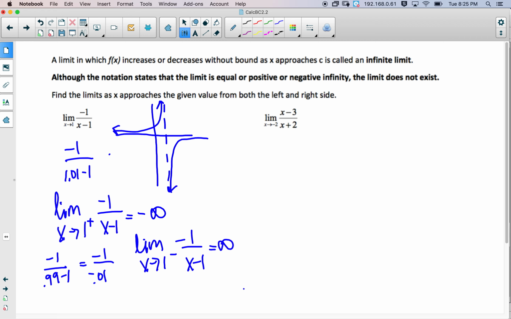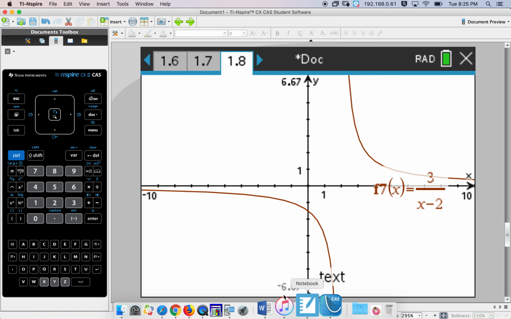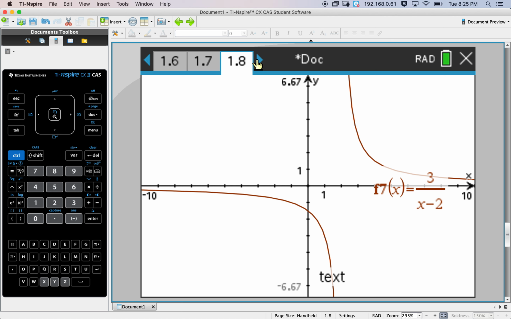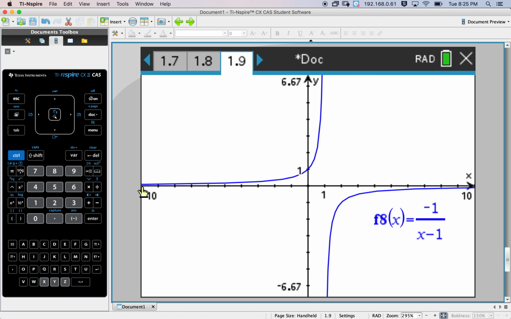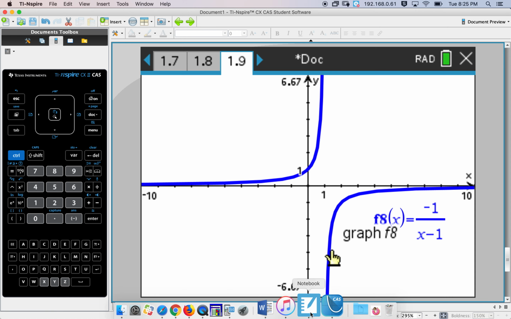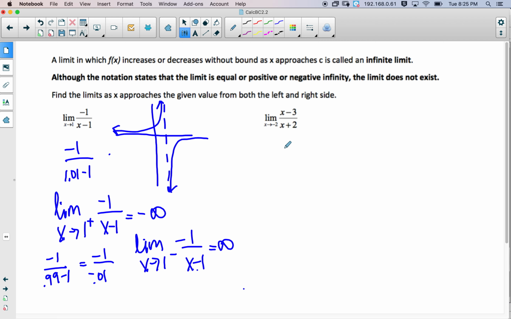So let's see if we're right with our graph, if we can look at our graph. And we were right. So from the left-hand side, we're going to positive infinity. From the right-hand side, we're going to negative infinity. Okay, I want you to try this one. I'm going to pause it, and you try it and see what you get. So go ahead and pause it, and you try this one by yourself.